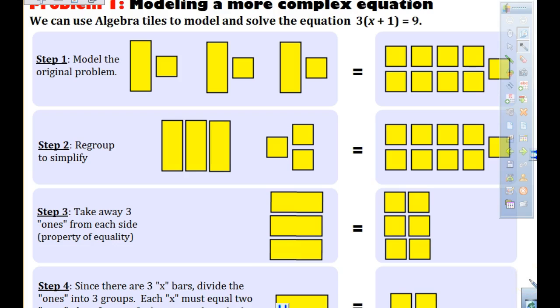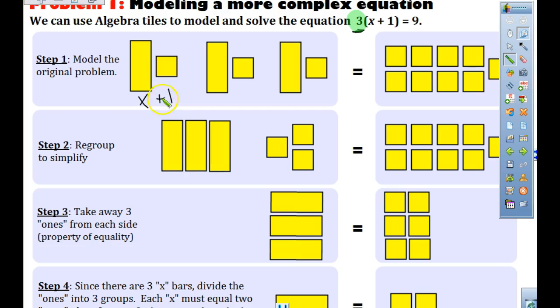If you take a look at the bottom one, this stands for how much? What is this looking like? We have a large one and a smaller one. This looks like x plus 1. How many of them do we have on this side? Right up here, we have 3 of them.